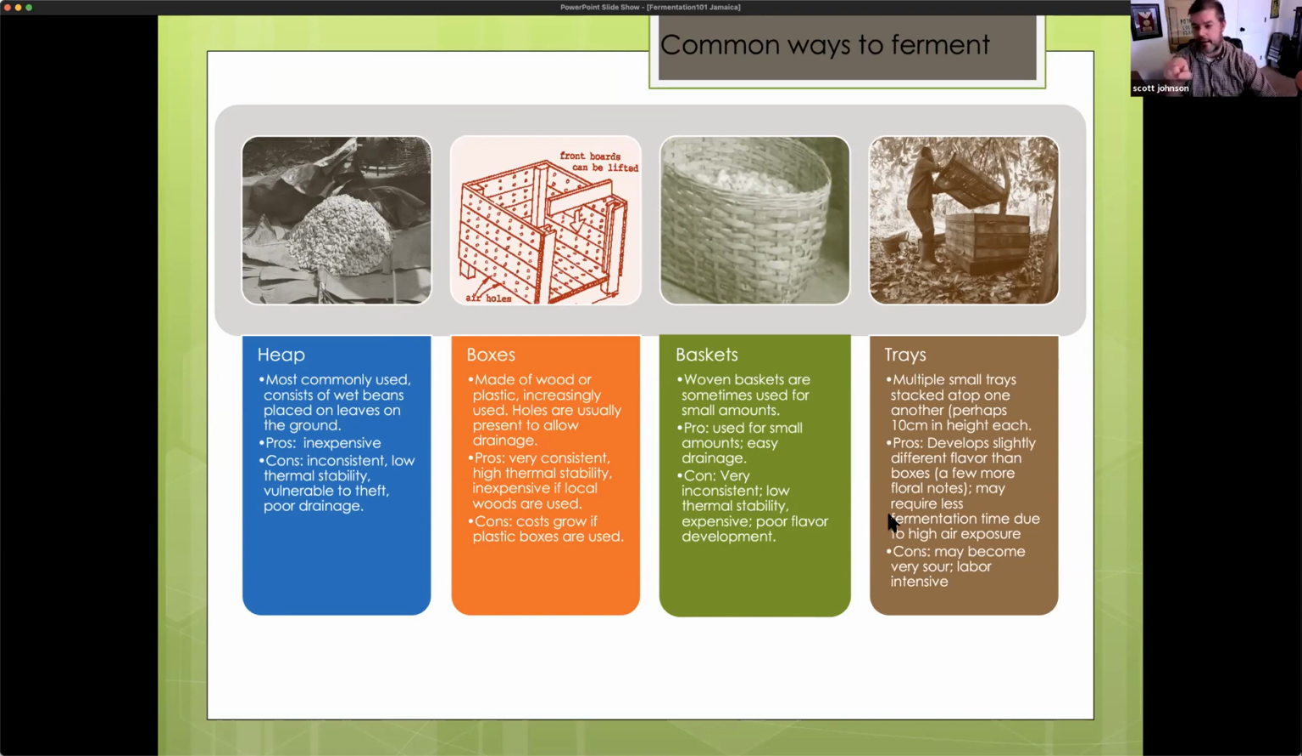The downside of this, in addition to labor, is that because there's so much air flowing over your beans, if you don't control it really, really well, your beans can get sour very quickly. And we'll talk about why that is here in just a minute.